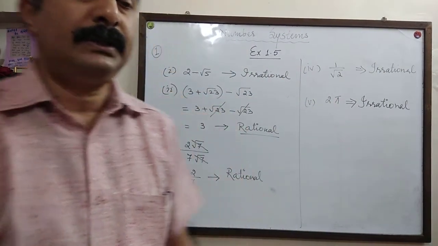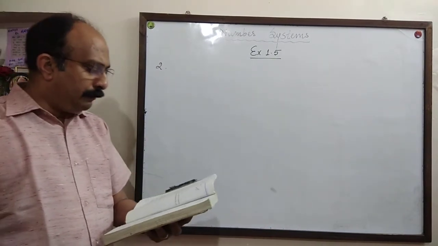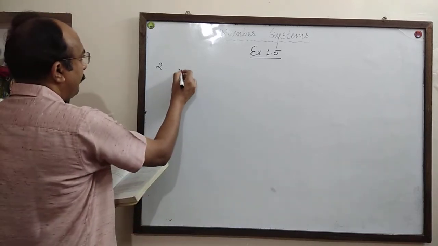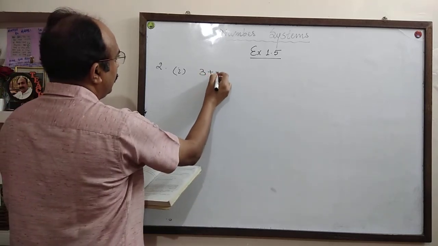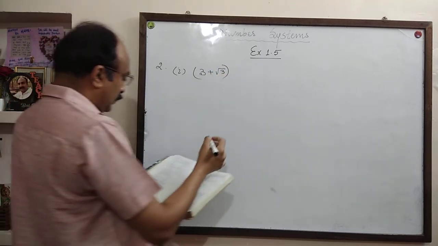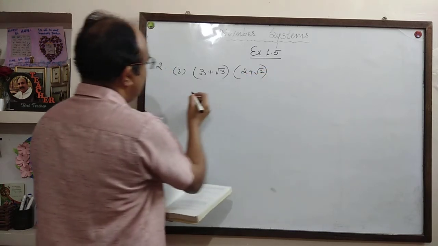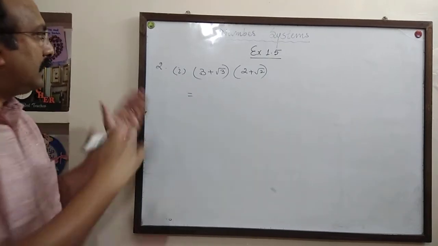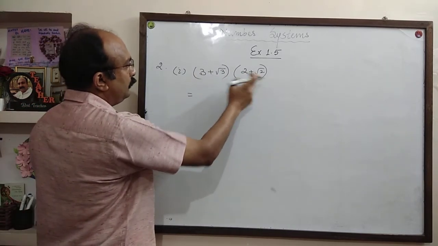Now let's see question number 2. Simplify each of the following expressions. First part, 3 plus root 3 into 2 plus root 2. Simplify. This is just like the multiplication of any other number. 3 plus root 3 into 2 plus root 2.